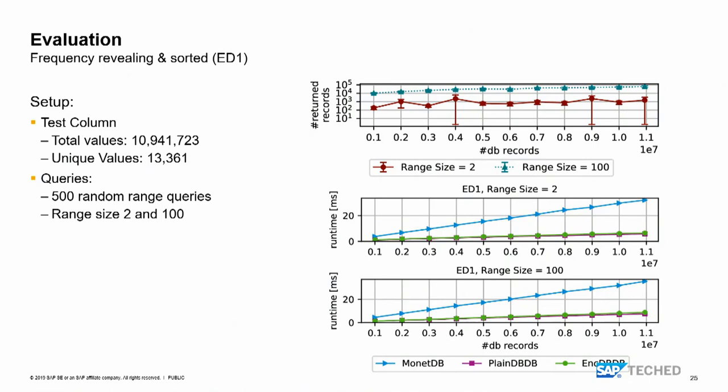In blue, you see the results of MoneyDB. In green, you see the results of EncDBDB. So what I presented you before. And in purple, which is almost not visible, because it's directly below the green, this is what we call plain DBDB. Plain DBDB is a version of EncDBDB, but without encryption. So every value is plain text, and we don't use an enclave.